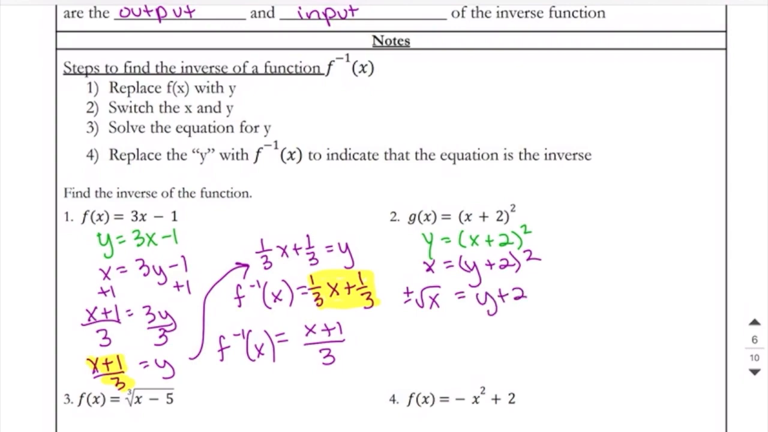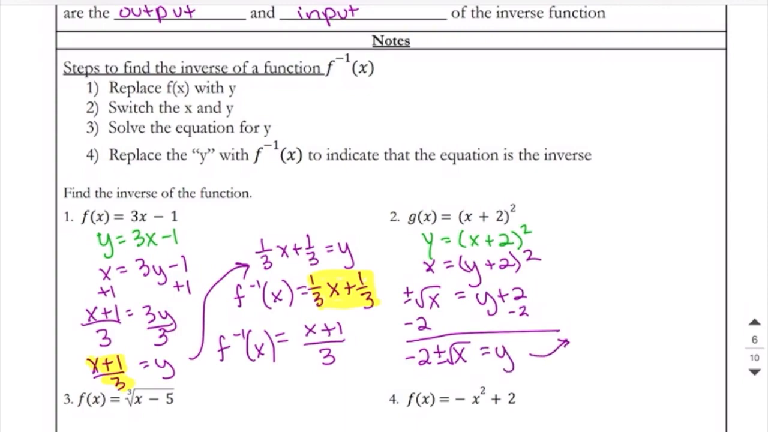Okay, we have to subtract our 2 over. And because of the plus minus, I'm going to put that second. Otherwise, it looks kind of funny. So I'm going to put -2 plus minus the square root of x, equals y.